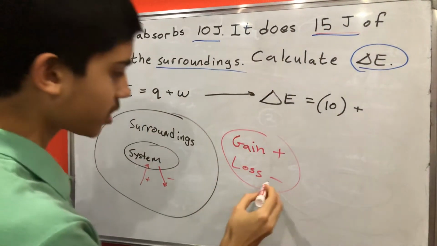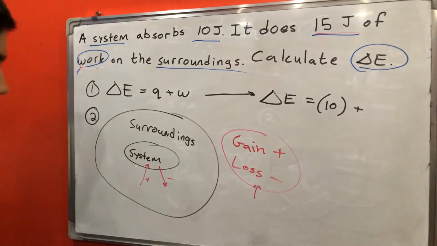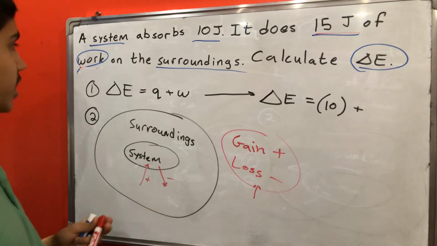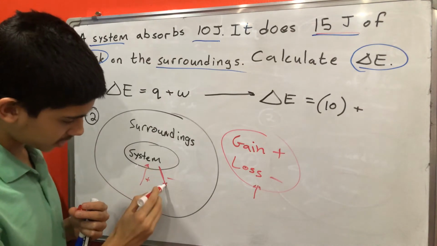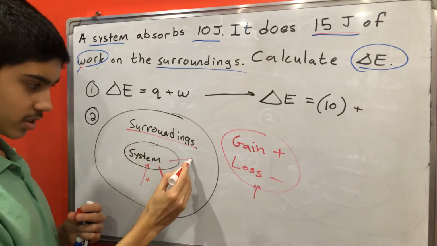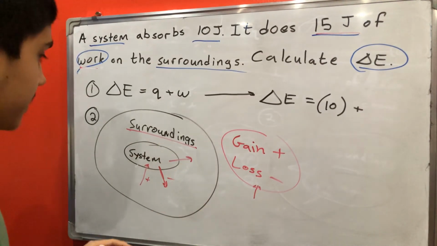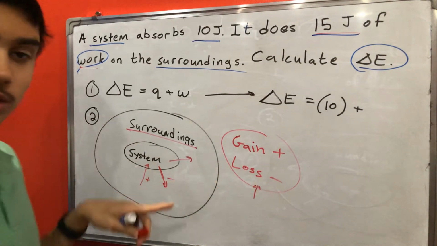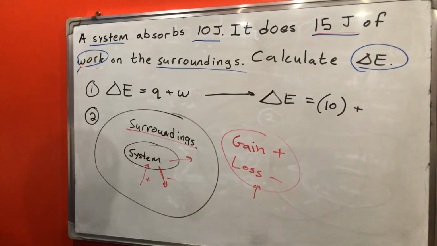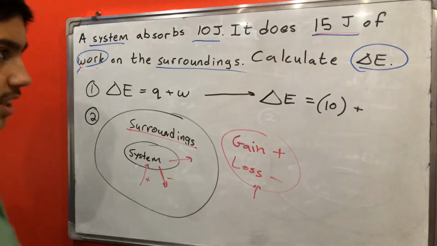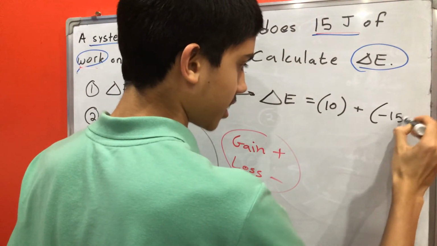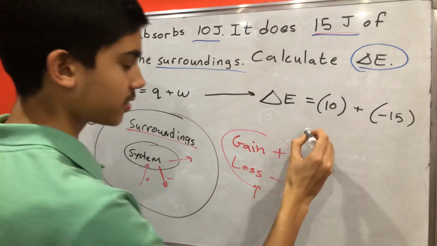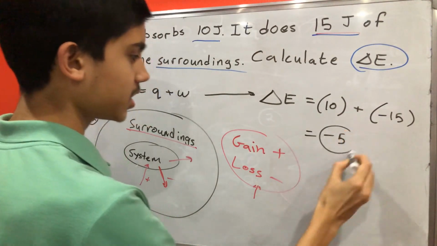But we have to consider this. If it does work on the surroundings, if it's doing work on the surroundings, then it's going to become negative because it's losing, right? So therefore 15 joules is going to be negative. So then it's 10 plus negative 15, which gives us negative 5. So this is our answer.